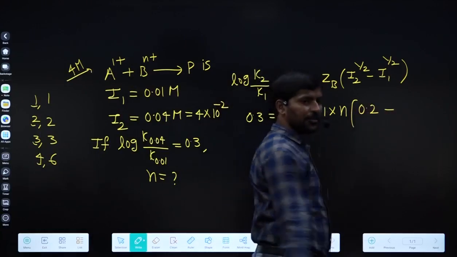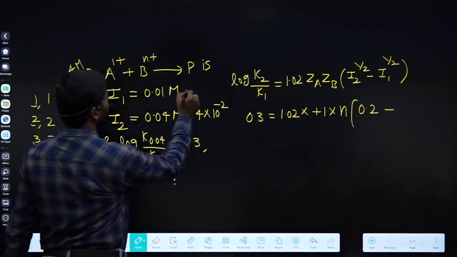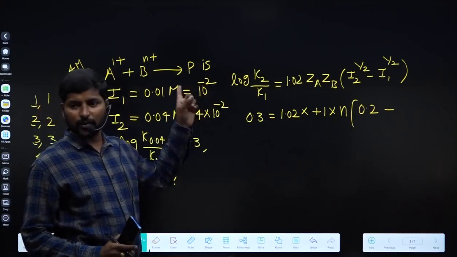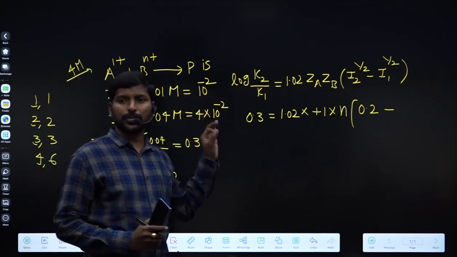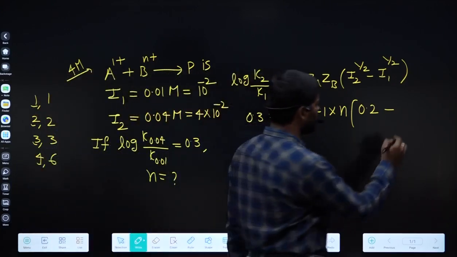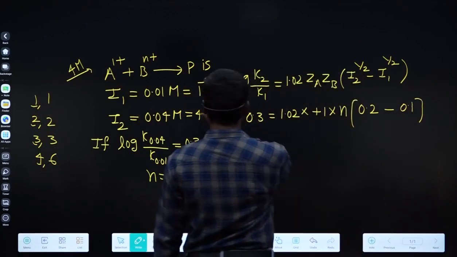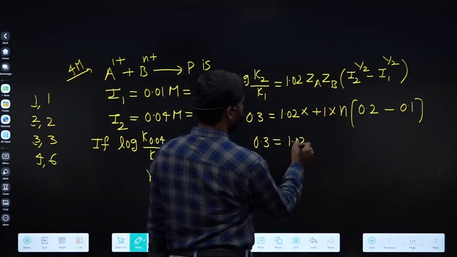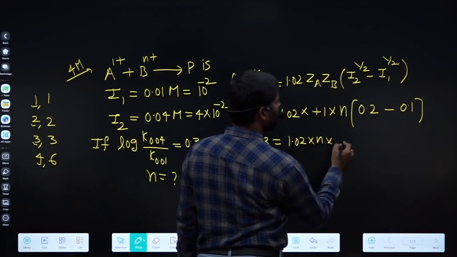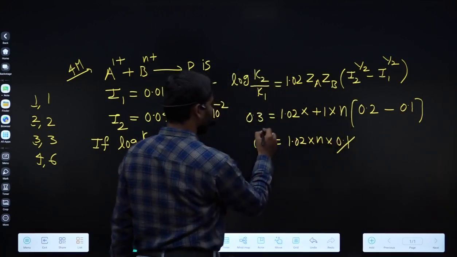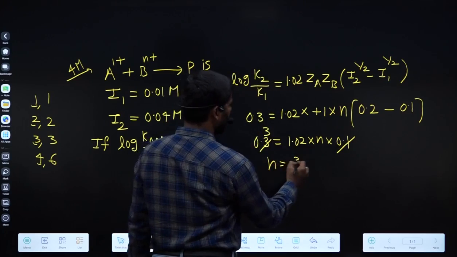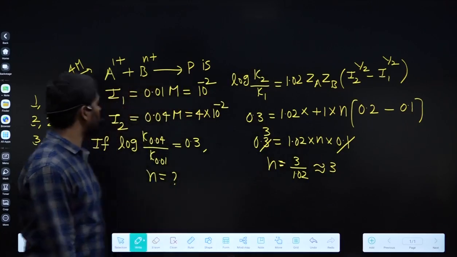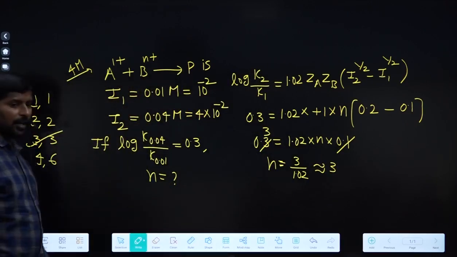0.2 into 0.2, 0.04. And this is what? 10 power minus 2. Square root gets cancelled. We will get 10 power minus 1. 10 power minus 1 means 0.1, 1 by 10. 0.1 into 0.1, 10 power minus 2. So here 0.2 minus 0.1, 0.1. So 3 times gets cancelled. So n value is 3 by 1.02, almost 1. So that means close to 3. Charge number on B is close to 3. Option 3.